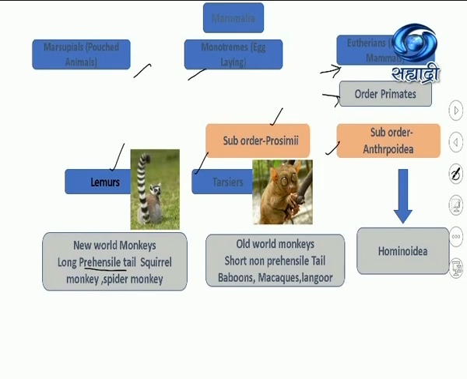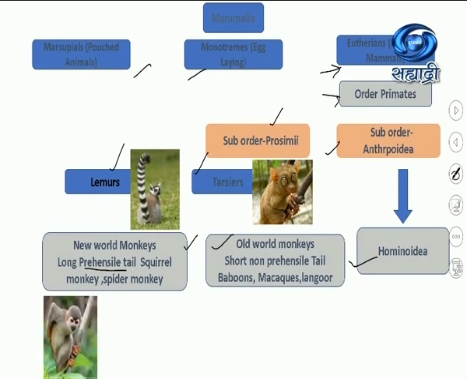Now we will study in detail about Anthropoidy. In Anthropoidy, we study New World monkeys, Old World monkeys and hominoidy. New World monkeys, here the examples are squirrel monkey, spider monkey. They have a long prehensile tail. They can use their tail to hold objects. Old World monkeys, you can see examples are baboons, macaques, langurs. They have a short non-prehensile tail.